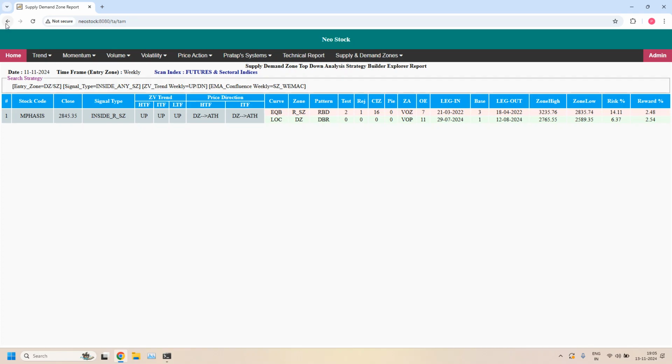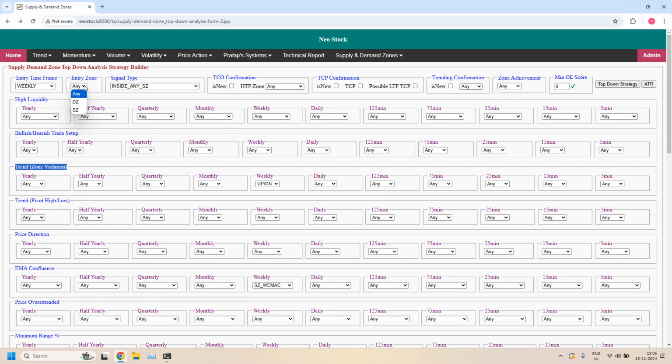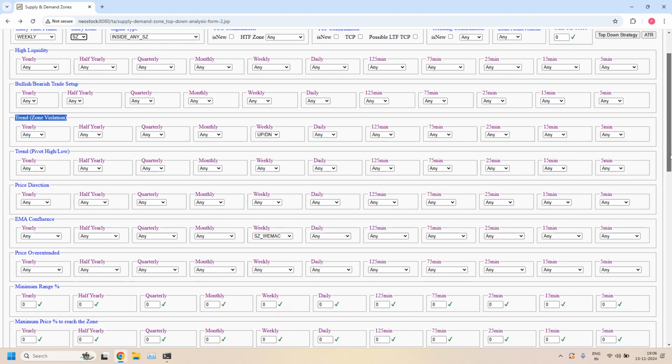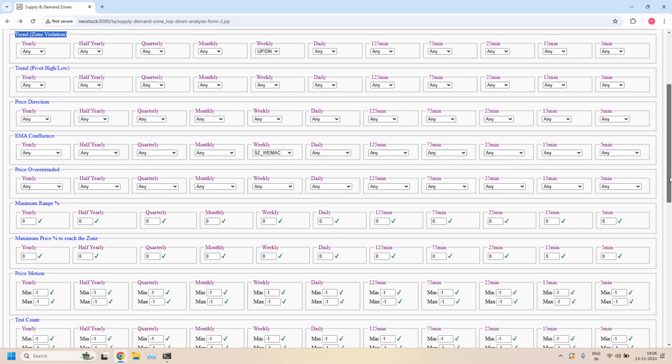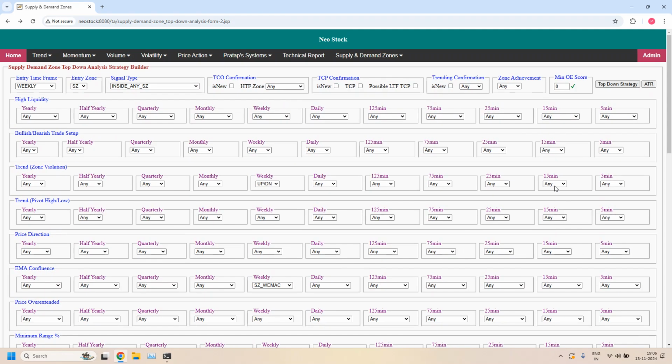Some mistake we did here. Entry zone should be supply zone. This is a filter we did not set earlier. Pierced count, weekly time frame also, we have to set 0, 0.